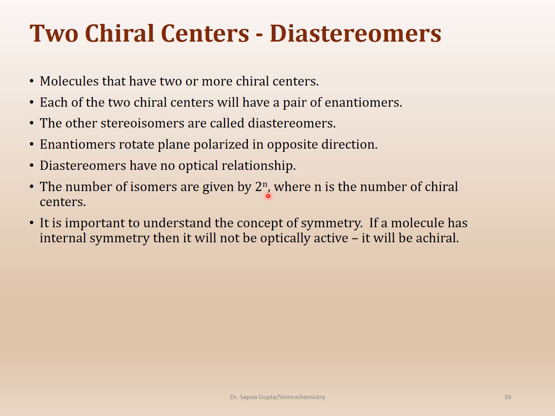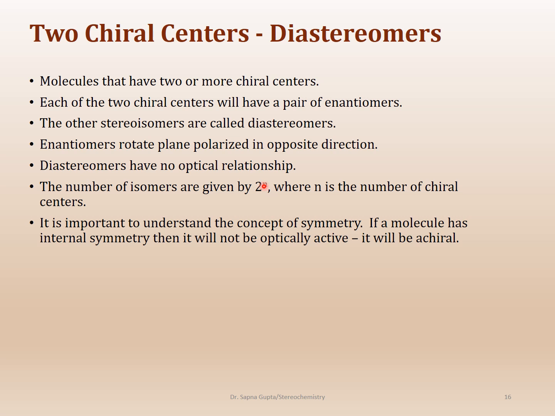If you have two chiral centers, then the number of stereoisomers you will have is 2 to the power of 2, which is 4, which is perfect because each of the chiral centers is going to have its enantiomer. So you have 4 compounds. If you have 4 stereoisomers, then of course the relationship between 2 of them is going to be that of diastereomers and some of enantiomers.